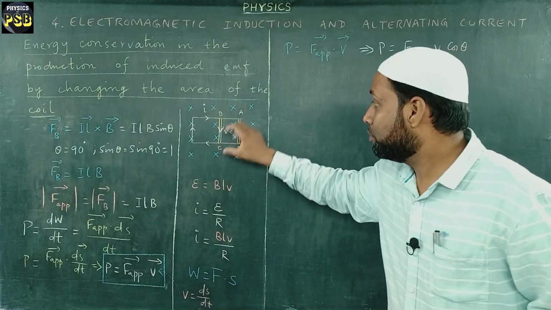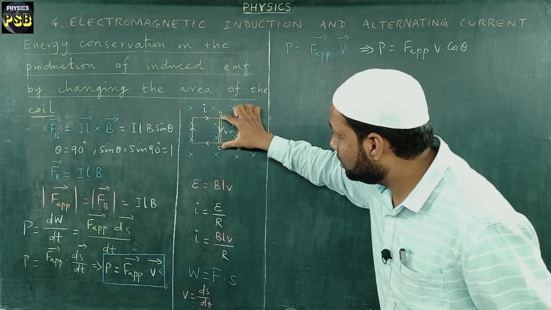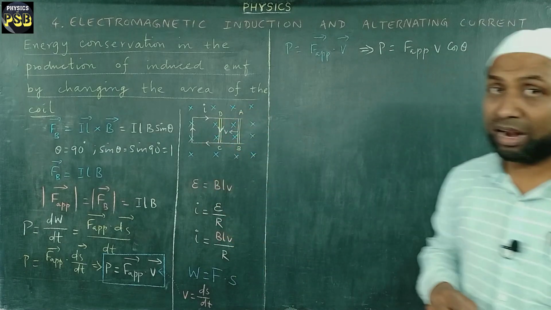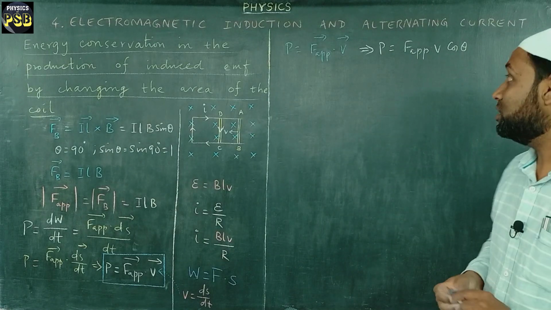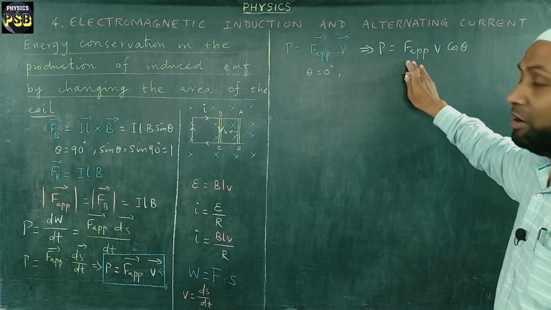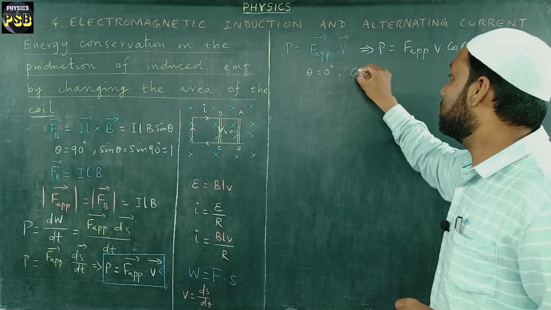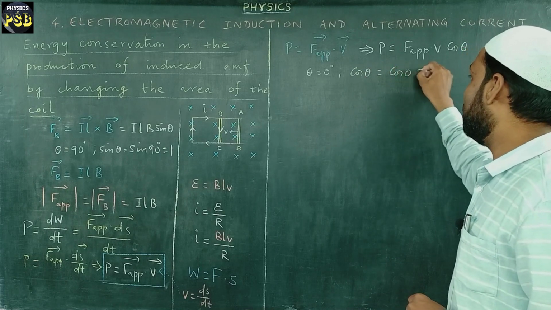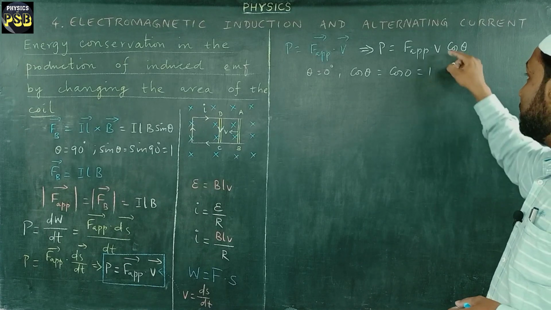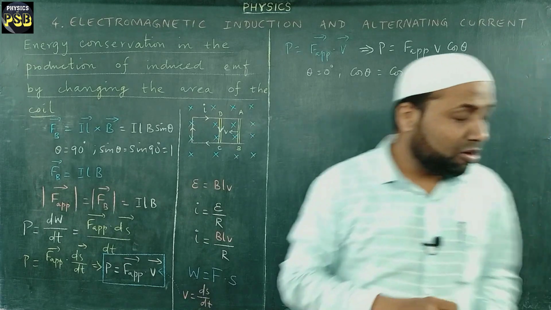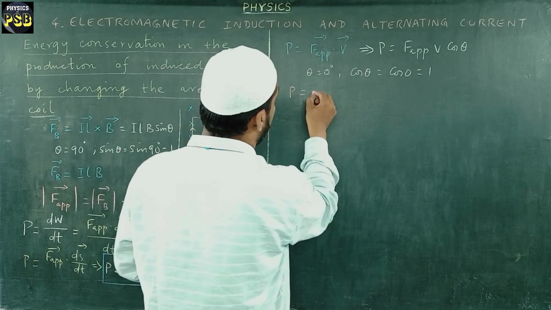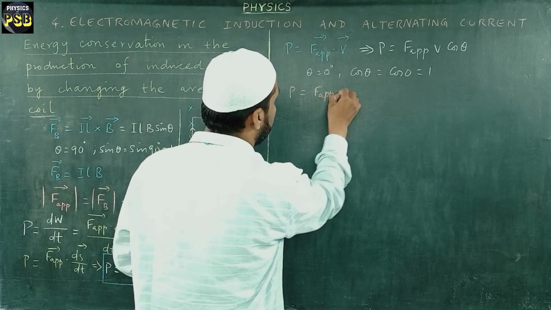See, we move the rod towards the left side and the velocity is also acting in the same direction. So the angle between these two is nothing but 0. Theta is 0. This is the angle between applied force and the velocity. So cos theta is cos 0, and cos 0 is 1. It is known to us. So if I substitute this in the above equation, I'll get the value of P to be equal to applied force multiplied with V.